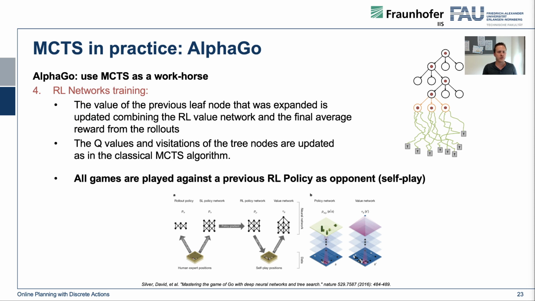Yeah, and how do we actually train the networks? The value of the previous leaf nodes that has been expanded is updated using the combined RL value network and the final average reward from all the rollouts. So we take the average of all the rollouts, and we update the leaf node, combining them together, and we update the Q values and visitations of the tree nodes as in the classical MCTS algorithm.